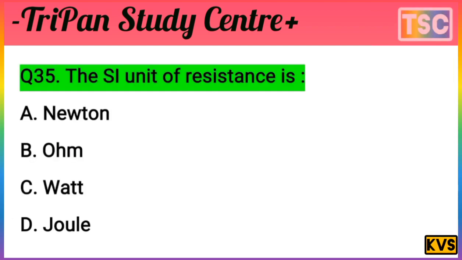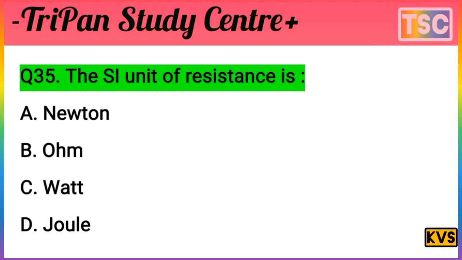The next question on your screen is clear and direct. What is the SI unit of resistance? A, Newton; B, Ohms; C, Watt; D, Joule. That's an important and easy question, but first of all, write the correct answer in your notebook. You must write the answer in your notebook. Let's see what the answer is for this question.